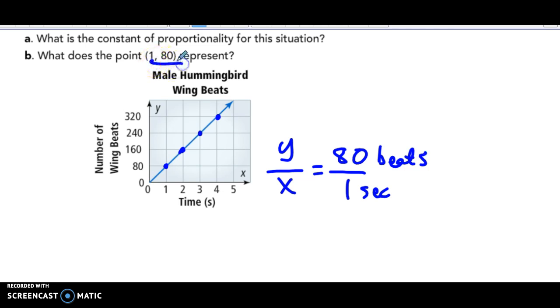And what does the (1, 80) represent? Well, this is my unit rate, which also helps me identify my constant of proportionality. This tells me 80 beats per 1 second.